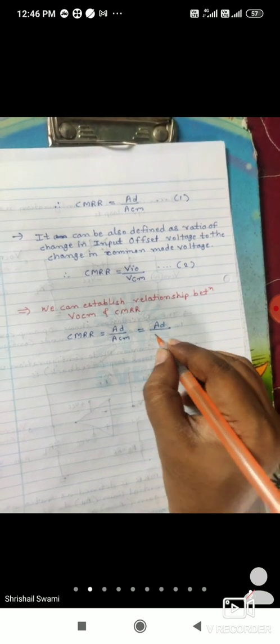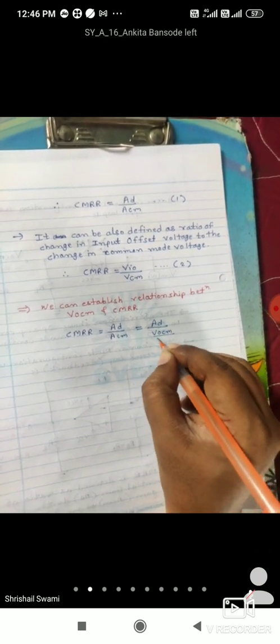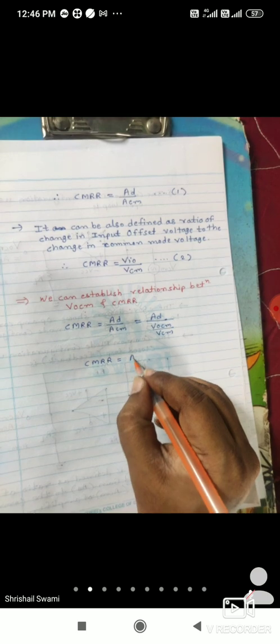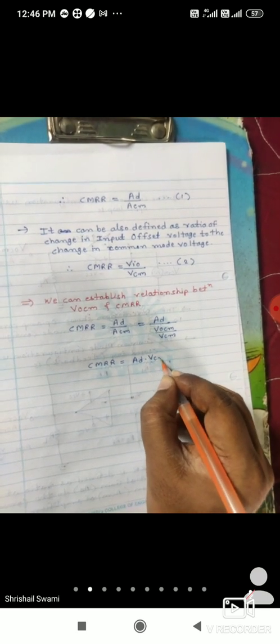Now here we can replace ACM by VOCM divided by VCM. So this VCM goes to the numerator. CMRR is equal to AD into VCM divided by VOCM. So the output VOCM is equal to AD into VCM divided by CMRR.